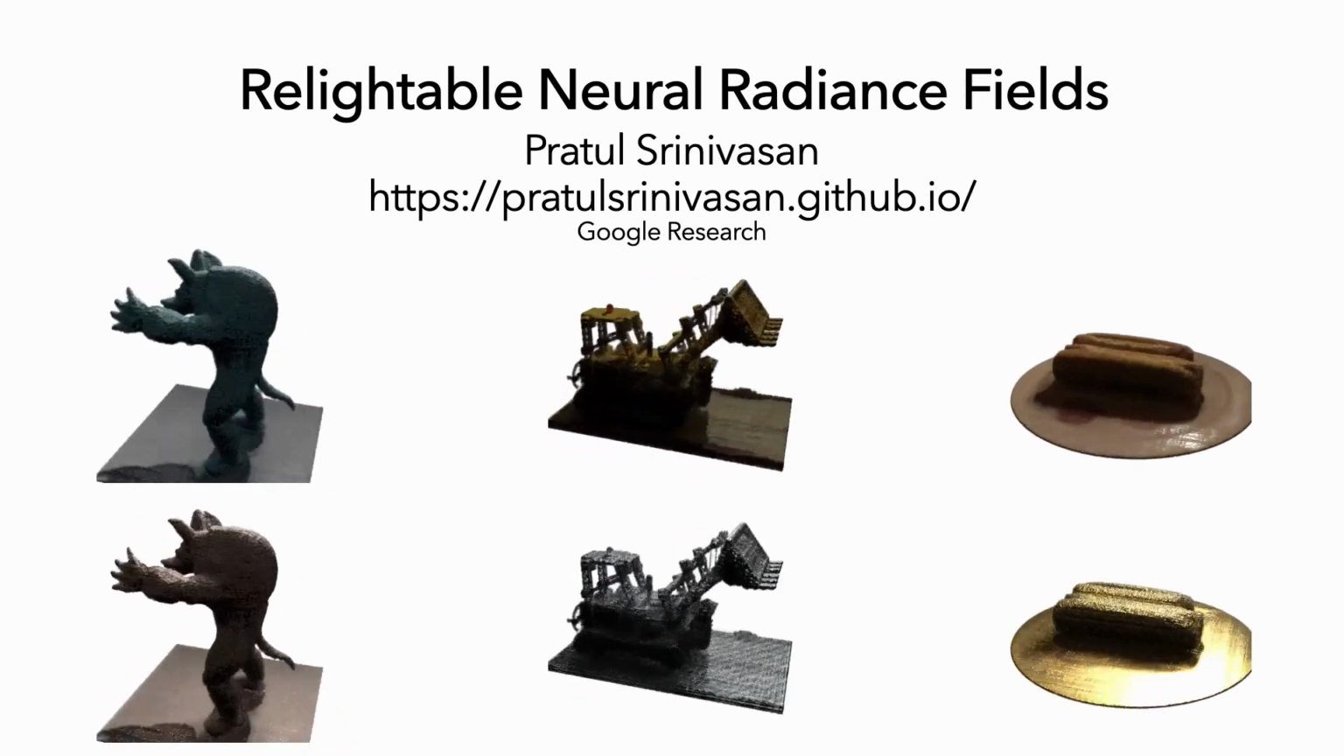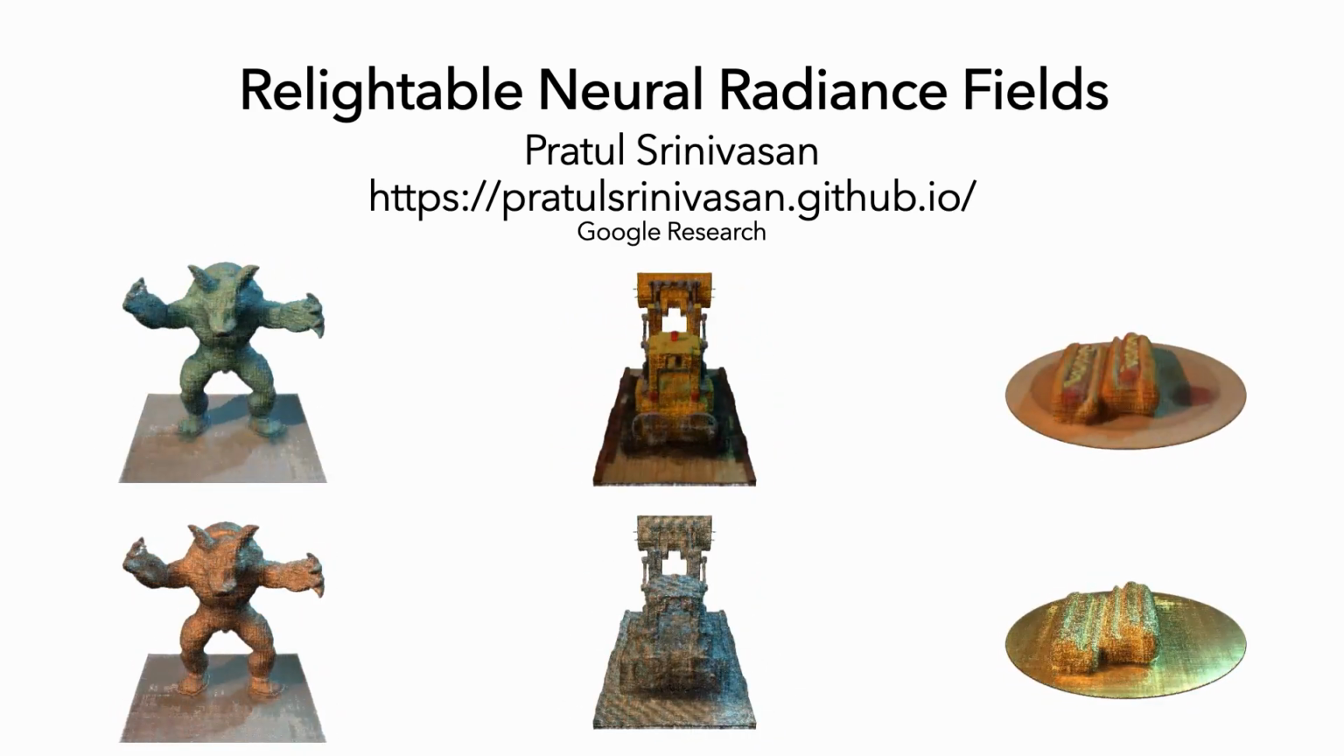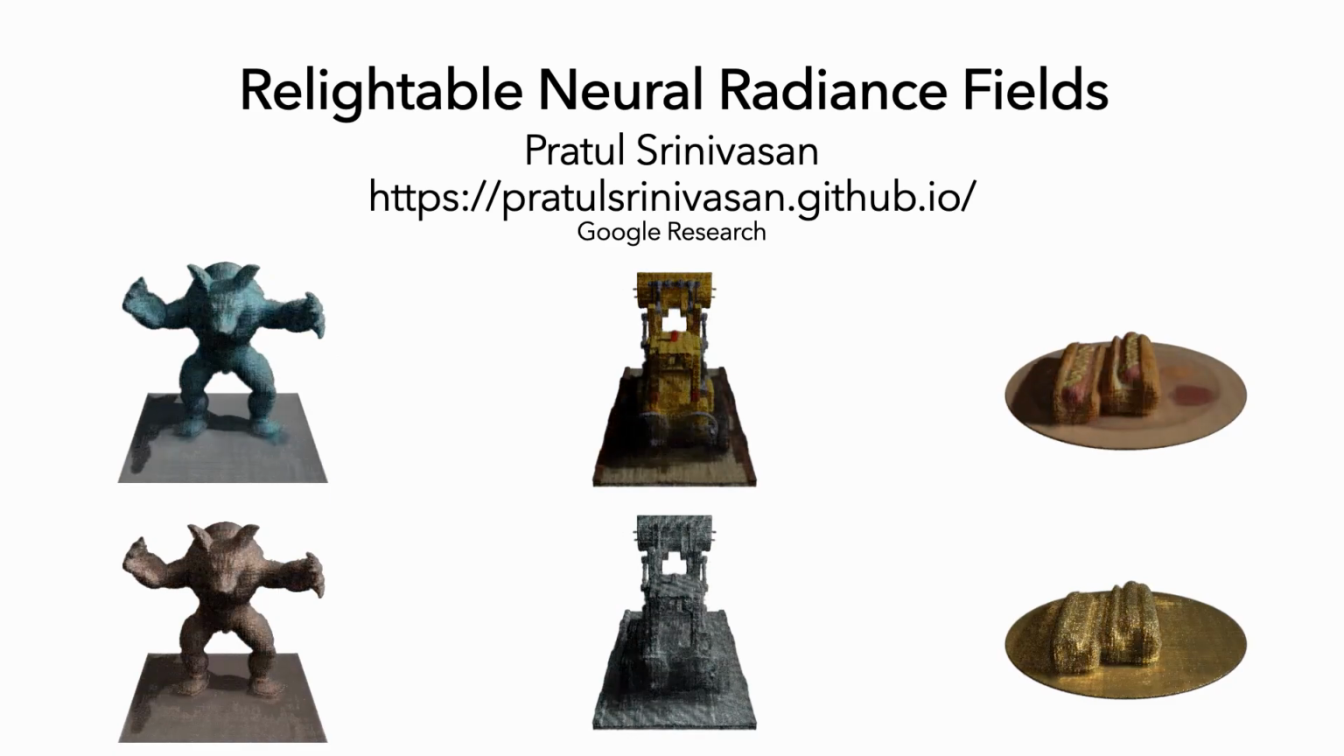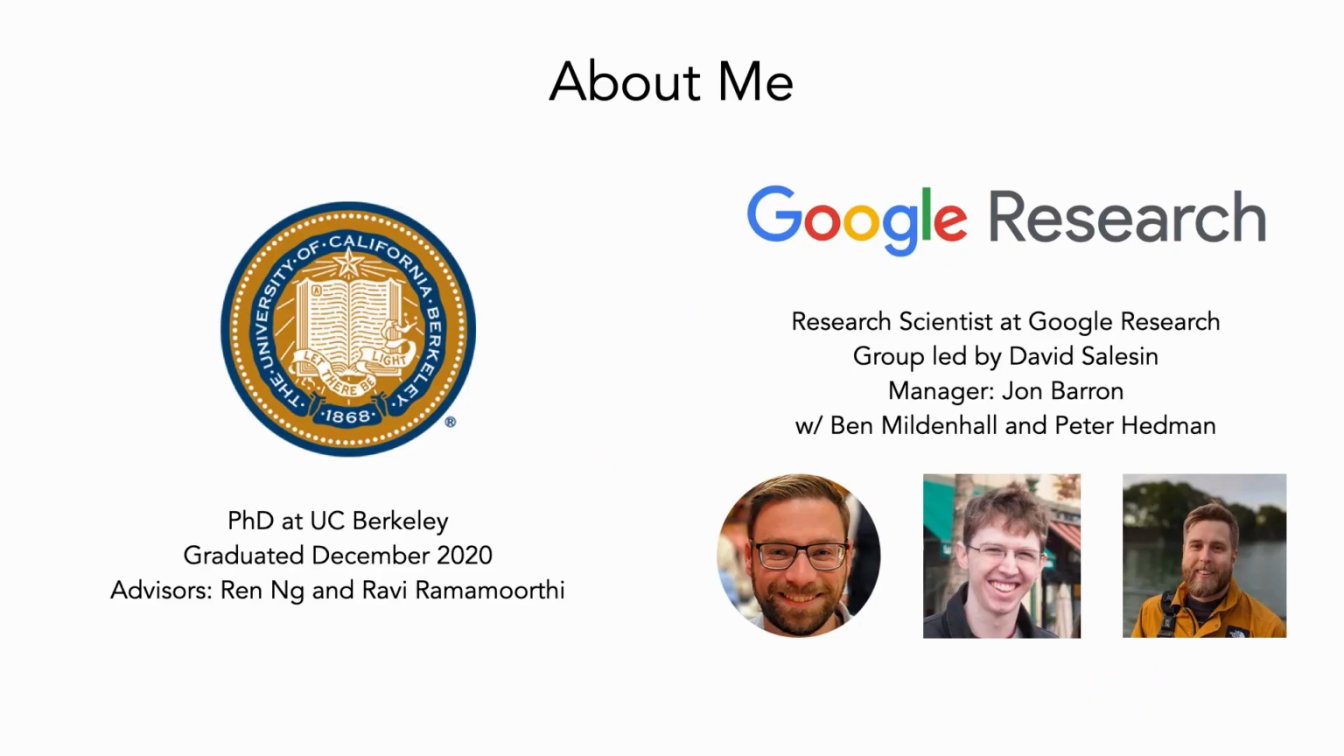Hey everyone, I'm Pratul Srinivasan, and I'll be talking about recovering relightable neural radiance field representations. Before we get started, just a quick intro about myself. I recently completed my PhD at UC Berkeley, where I was co-advised by Ren Ng and Ravi Ramamoorthi. Since then, I've been working as a research scientist at Google Research, where I'm a member of David Salesin's organization. Specifically, I'm part of a team led by John Barron, and I work with Ben Mildenhall and Peter Hedman on various problems related to inverse rendering, 3D object and scene capture, and in particular, neural radiance fields, or NeRFs.